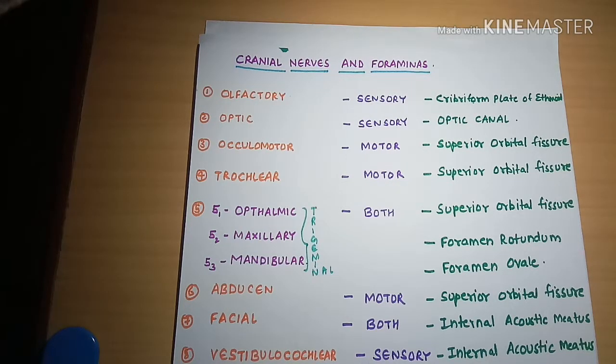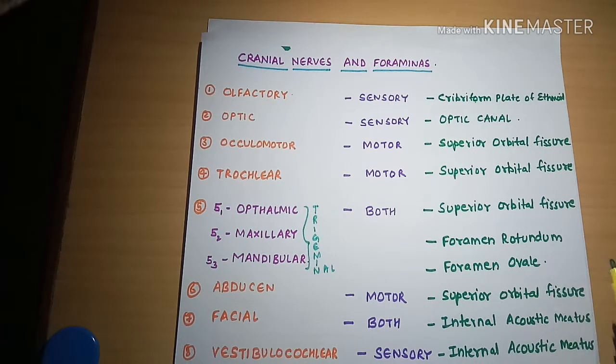The fourth cranial nerve, the trochlear nerve, also passes through the superior orbital fissure, and it is a motor nerve. The fifth cranial nerve, the trigeminal nerve, has three branches. The ophthalmic part passes through the superior orbital fissure, the maxillary part through the foramen rotundum, and the mandibular part through the foramen ovale. The sixth cranial nerve also passes through the superior orbital fissure. The seventh, the facial nerve, passes through the internal acoustic meatus.